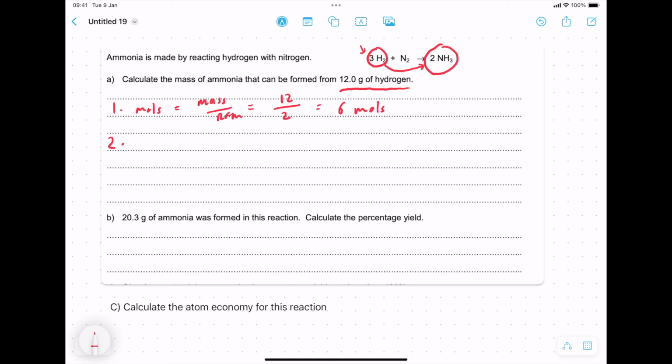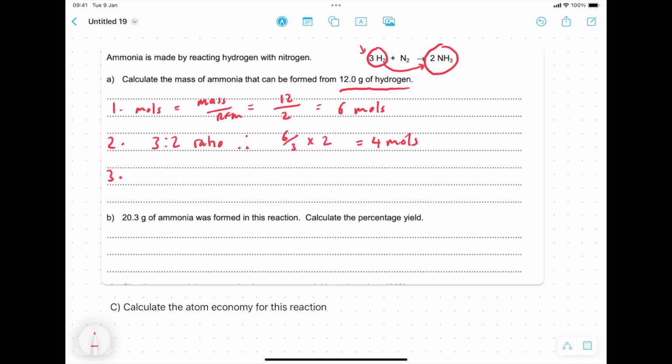So if I want to work out the moles of ammonia, I need to divide my previous answer by 3 and then times it by 2. So 3 to 2 ratio. Therefore, 6 divided by 3, and then we times that by 2. So 4 moles of ammonia is the amount of product we make.